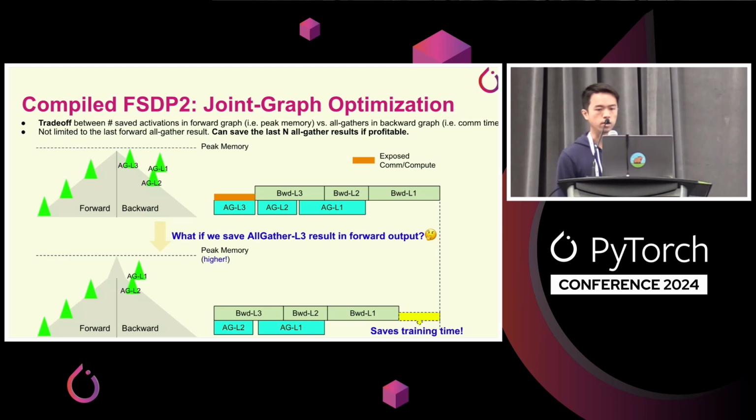The third optimization is joint graph optimization. Here at the top, we have a GPU trace, and the orange area is the exposed communication for the all-gather L3. We need this all-gather because we don't save the output of the all-gather in the forward pass for this layer specifically. But if after studying the model, we decide that it's okay to have a little higher peak memory to trade off for performance, we can save the all-gather output for layer 3 in the forward pass, which results in higher peak memory. But then we don't need to run the all-gather L3 in the backward pass, which saves training time overall. So this is another kind of optimization that's uniquely enabled by the joint graph.